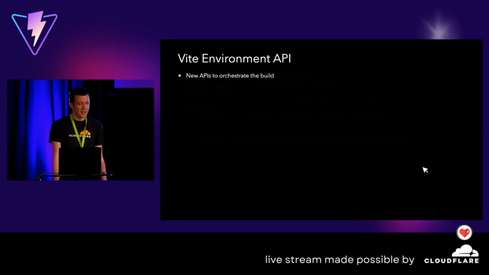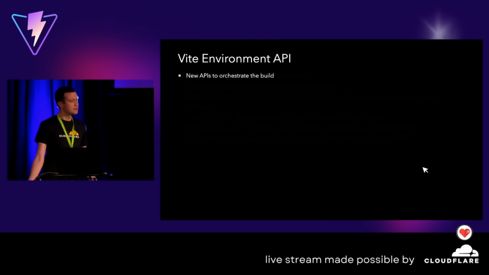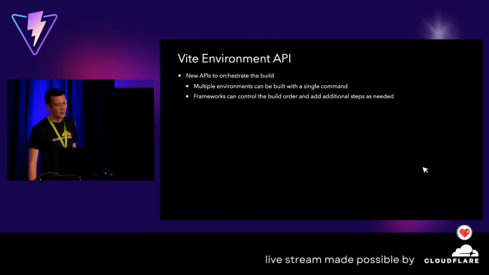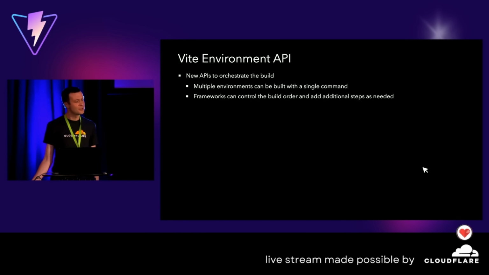And then on the build side, there's new APIs to orchestrate the build. So there's no need to run the build command twice anymore, because now multiple environments can be built with a single command. And frameworks can control the build order and add additional steps as needed. So they might want to do some additional handling around those steps, and they can do that with these new APIs. But there's something else that the Environment API brings that's really exciting.